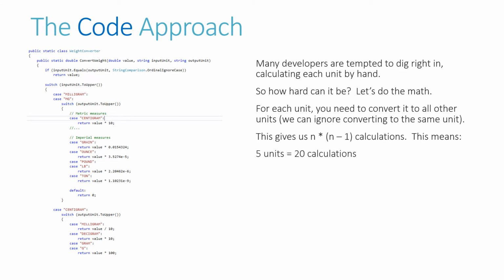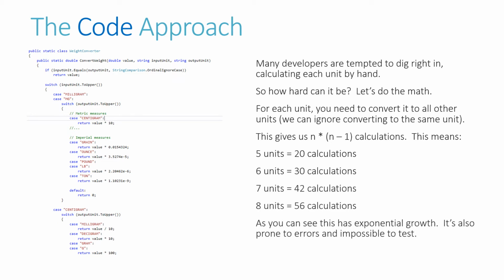Well, for 5 units, you have to do 20 calculations. Adding one more gets you all the way up to 30. As you add units, you begin to see how complex this problem starts to become. It's also very prone to errors, and let's face it, it's impossible to test. So how do you simplify the solution?